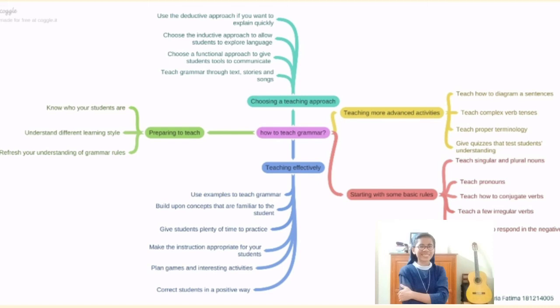And teaching effectively, you can use examples to teach grammar, build upon concepts that are familiar to the student, give students plenty of time to practice, make the instruction appropriate for your students, plan games and interesting activities, and correct students in a positive way.